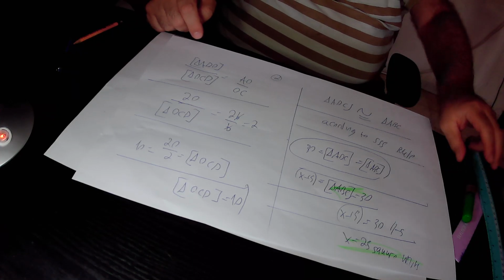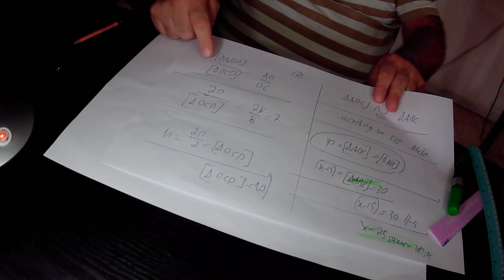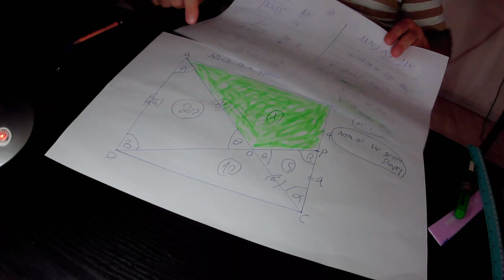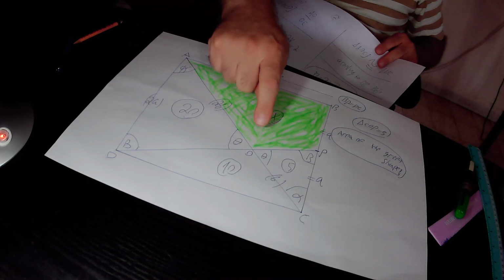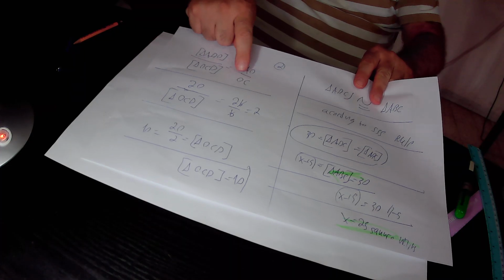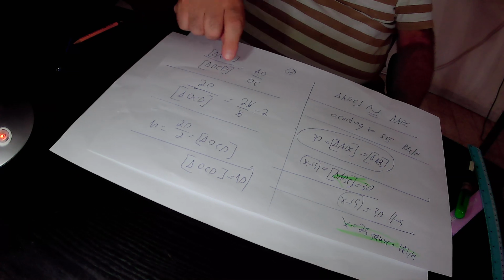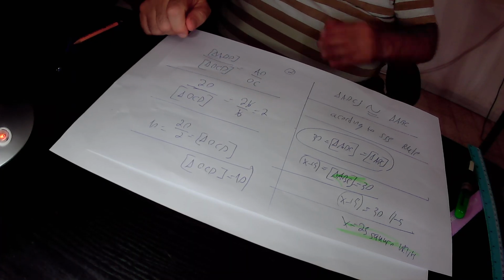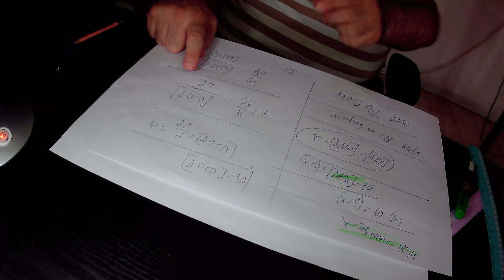Okay, but we have already found out that the area of triangle ADO is 20, and the area of triangle OCD is the missing area, so we leave it as it is, and it is equal to AO over OC. AO is 2B, OC is B. So we find that 20 over the area of triangle OCD equals 2B over B. B in the numerator and B in the denominator get cancelled, and we are left only with 2. So 20 over the area of triangle OCD equals 2.